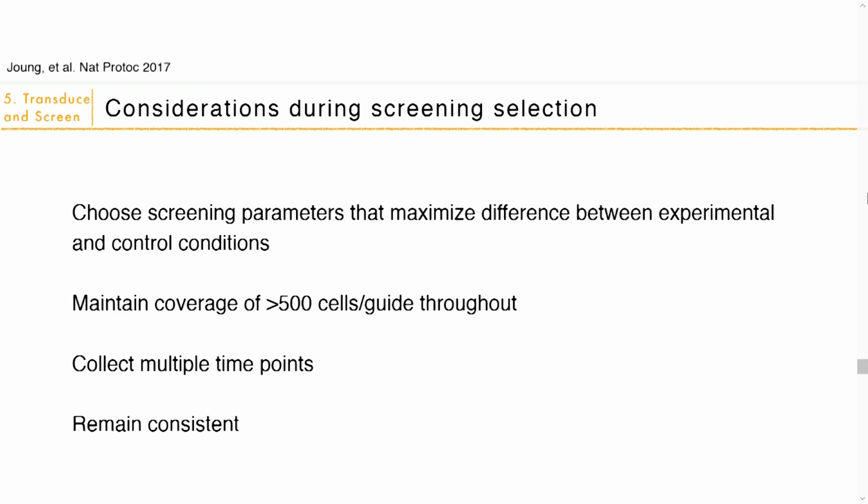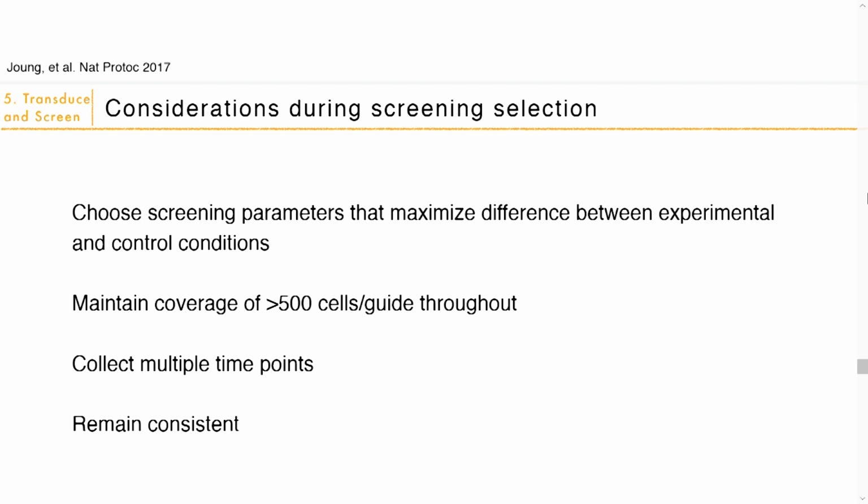If this is your first time setting up a screen and you don't really know at what time you should be harvesting the cells, just collect multiple time points. You can always resuspend the cells, freeze them down, throw them in the -80, and it's not a lot of work. If you have these time points, and at the end of your sequencing you realize that you need to go back to the other time points, it's very easy to just thaw another vial of cell pellet. So it's very important to do this, especially if you don't know what time scale you're going to be looking at.